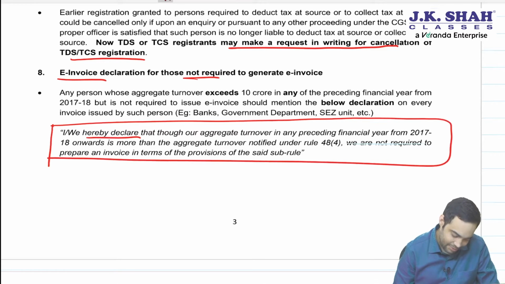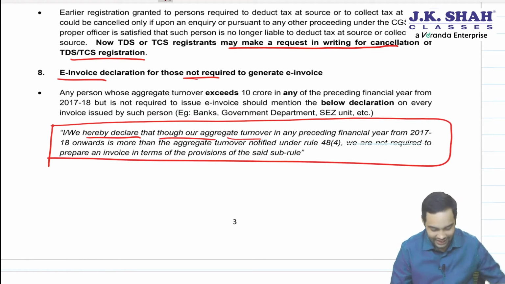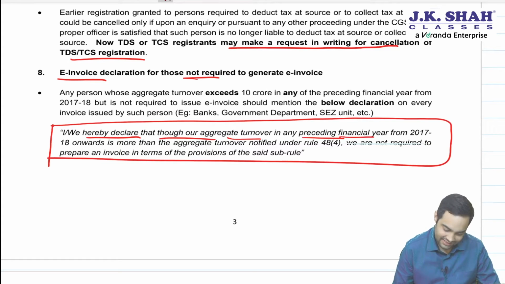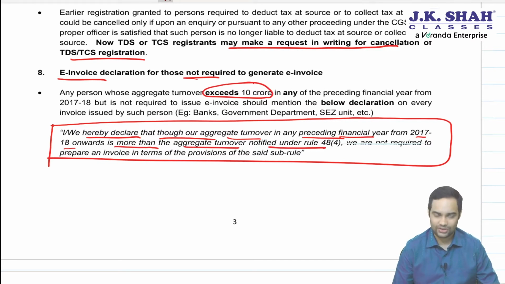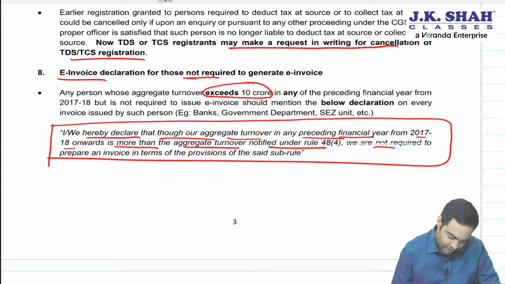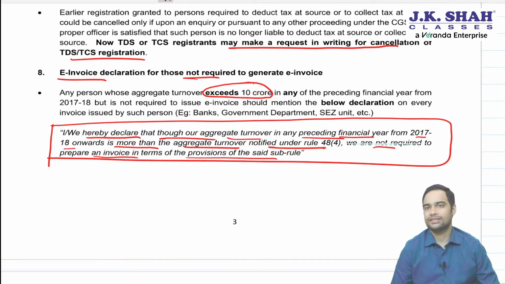I/we hereby declare that though our aggregate turnover in the preceding financial year from 17-18 is more than the aggregate turnover notified under Rule 48(4). What is the aggregate turnover notified as of now? For November 23, 10 crores. We are not required to prepare an invoice in terms of the sub-rule. So we are not required to prepare an invoice.